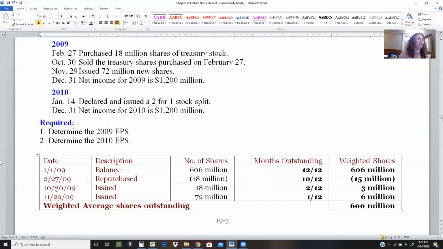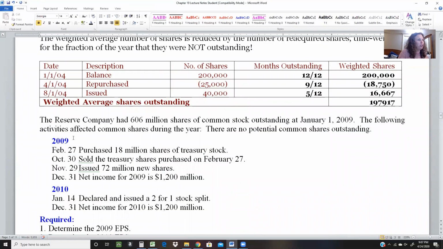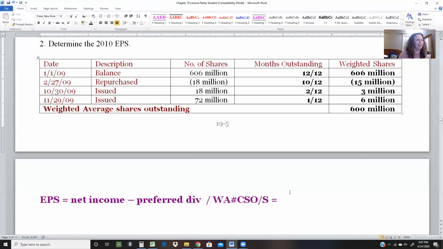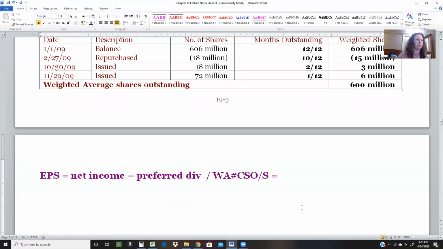Okay, so there were no preferred dividends. There were no preferred stockholders. And maybe that's what this was supposed to say, no preferred shares outstanding. I don't know, but there was no mention of preferred shares. So we would just take the net income of 1,200 million divided by 600, and it looks like my earnings per share is 2.